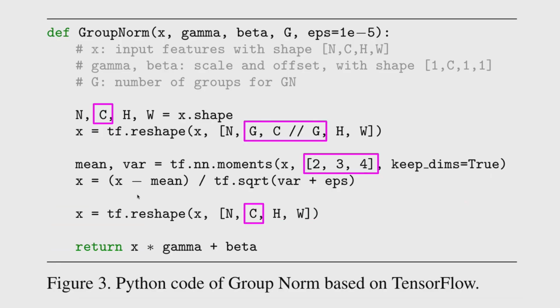We actually do the normalization. We subtract the mean from x, and a key point is that keep dimensions equals true, so we can broadcast the mean and variance across all of the pixels. And then we divide by the square root of variance plus epsilon. We reshape this back from number of groups and channels per group back to number of channels. And then we return x times the learned gamma plus the learned beta.